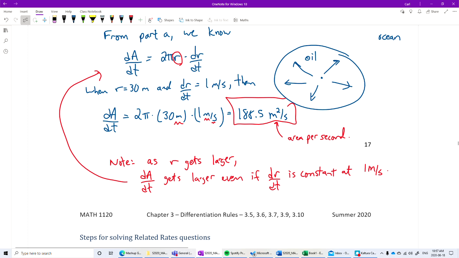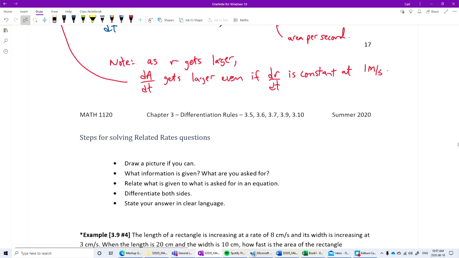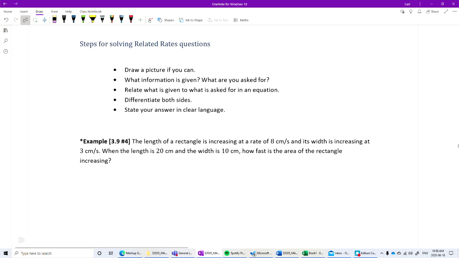Okay, so we're going to move to a slightly more involved example here. But before that, let's just summarize the steps. So how do you do this kind of thing? So first, draw a picture. It's really important. You have to organize the information that you're given. It's really important to have a pretty clear idea before you go too far into it. So what is the information given? What do you ask for?